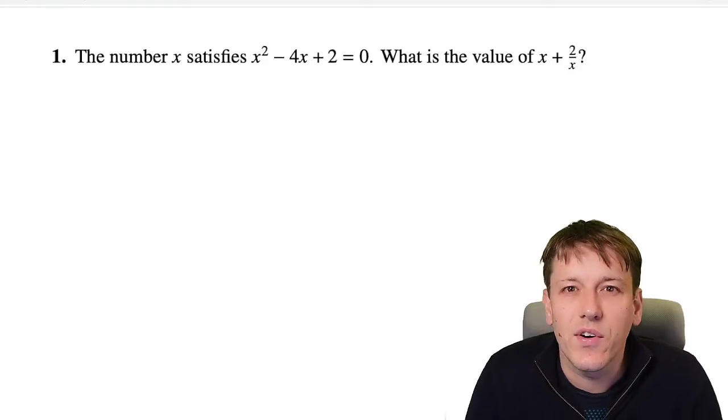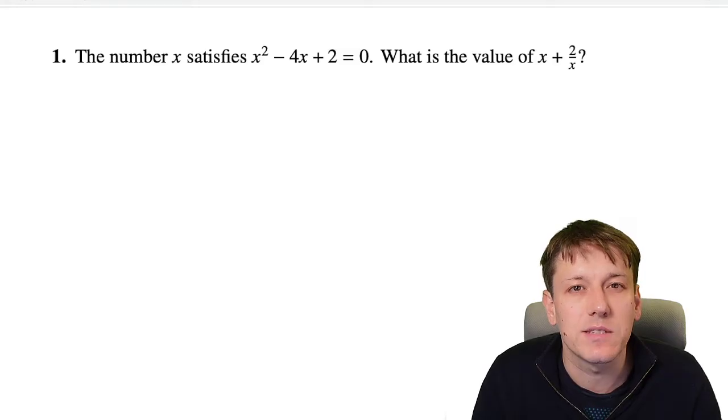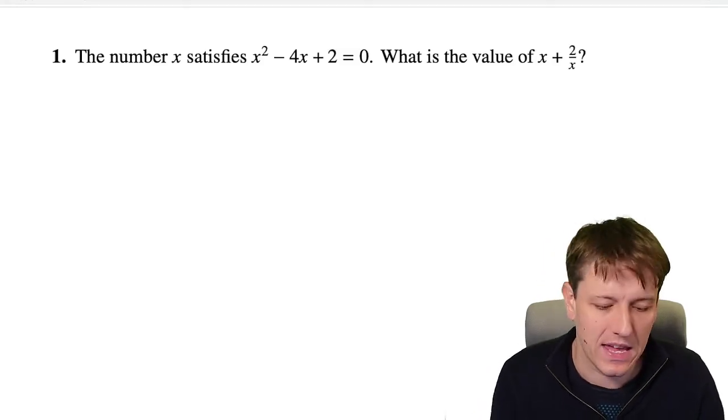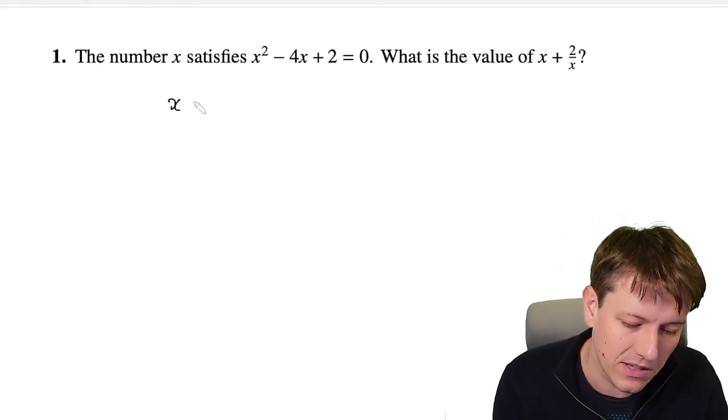The number x satisfies x squared minus 4x plus 2 equals 0, and we want to work out the value of x plus 2 over x. Now you might be tempted here to actually work out the value of x. This doesn't factorize, so you'd have to use the formula or complete the square or something like that.